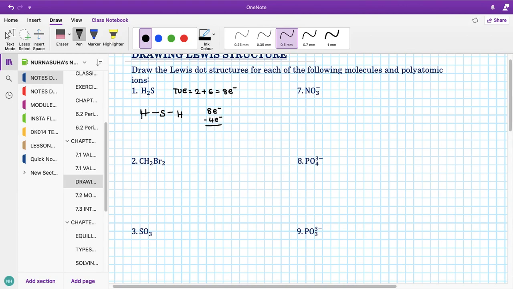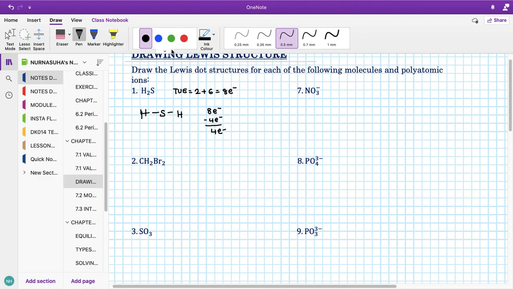Dari mana datangnya 4 elektron ni? So these 4 electrons are coming from 2 covalent bonds. As we know, 1 covalent bond contains 2 electron. So total electron left is 4 electron. So next, this valence electron, we will put it on the terminal atom as a lone pair.